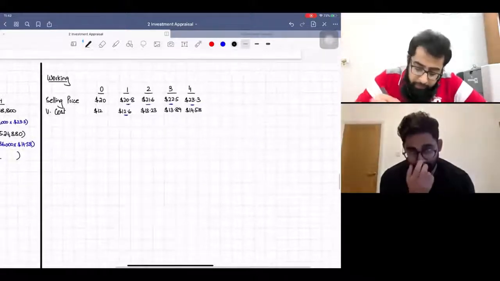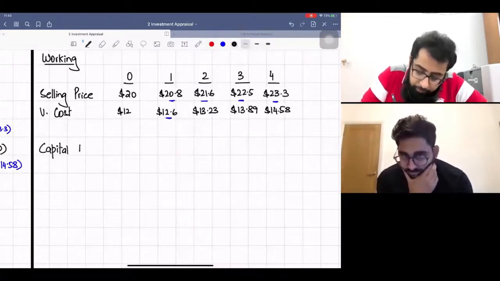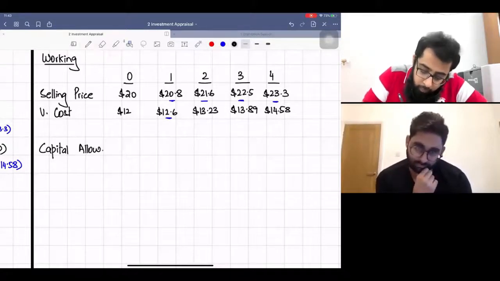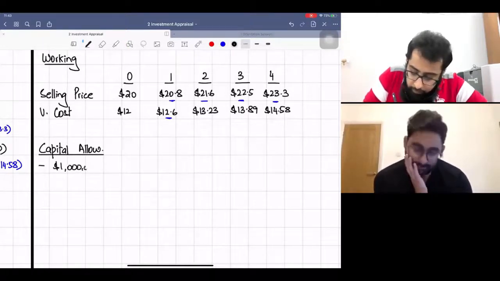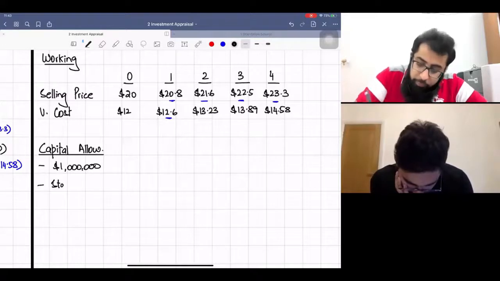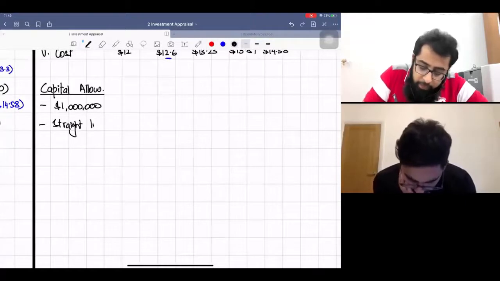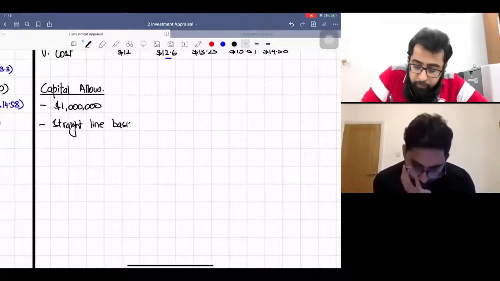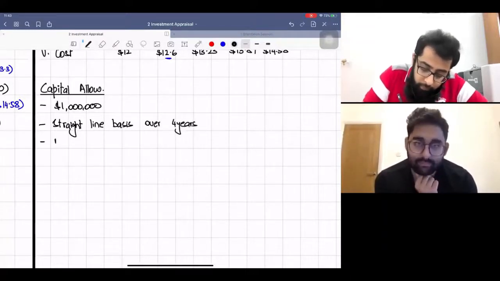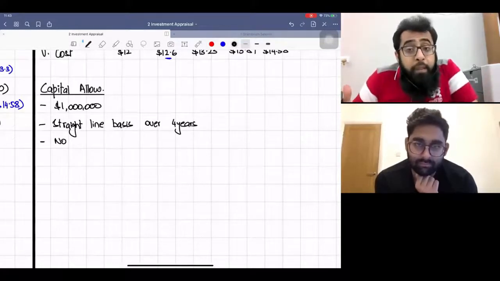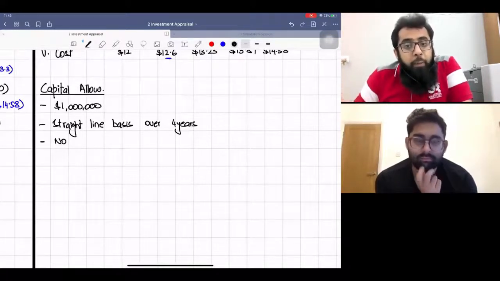So simple capital allowance working. Capital allowances: $1 million, that's the investment, and straight line basis over 4 years. And no scrap value. So what do you do? You do capital allowance on the initial investment, on the machine value. Because if he's silent, we assume that the amount we are investing is in the machine. Again, we'll get capital allowance on it.